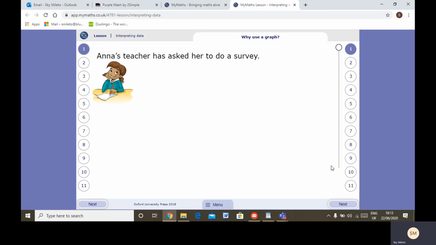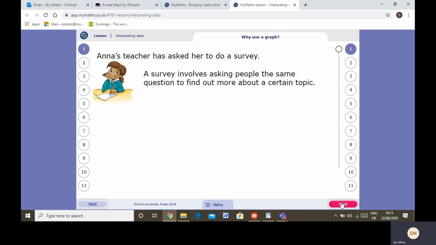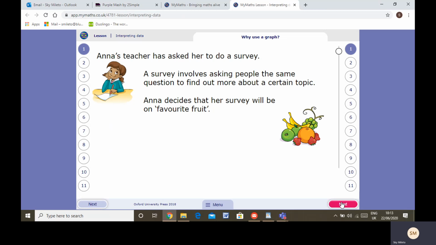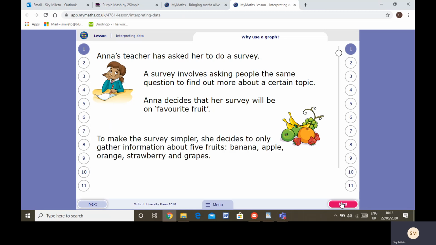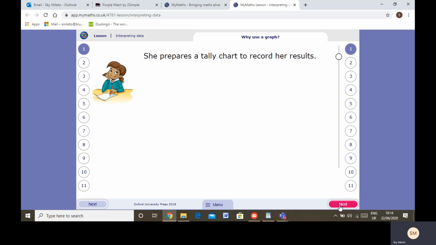Anna's teacher has asked her to do a study. Survey. The survey involves asking people the same question to find out more about a certain topic. Anna decides that her survey will be on favourite fruit. So she decides to only gather from banana, apple, orange, strawberry and grapes, because it may be that every single child in class has a different favourite fruit. So she's decided to make it simpler. She'll only do 5.